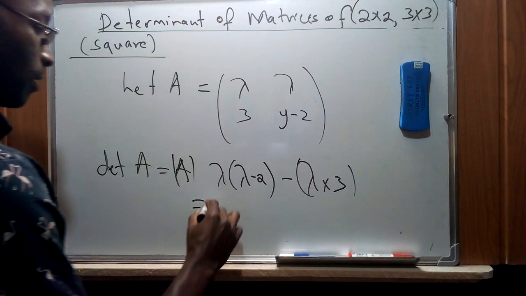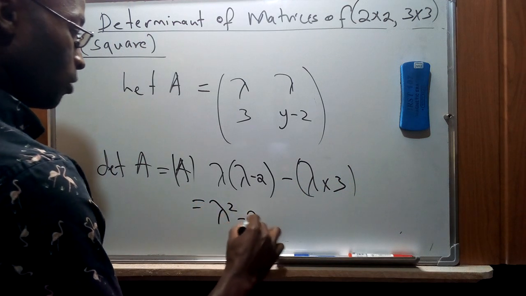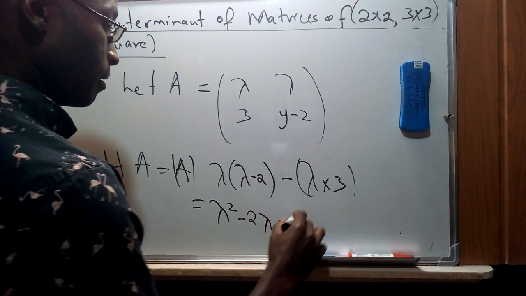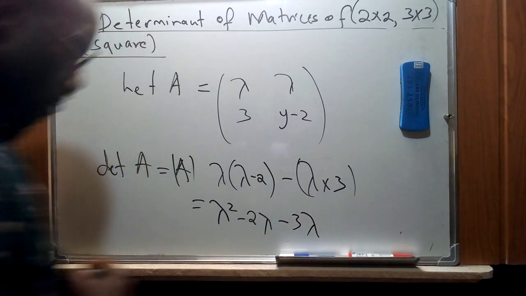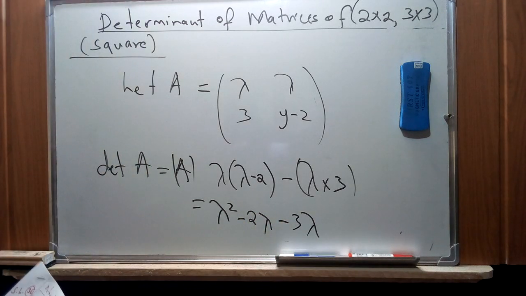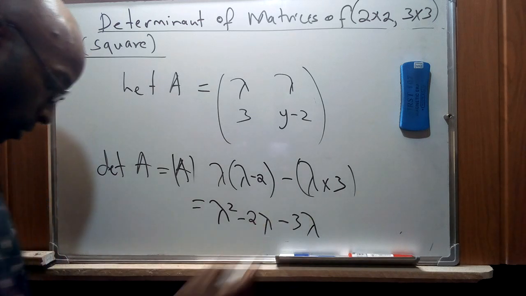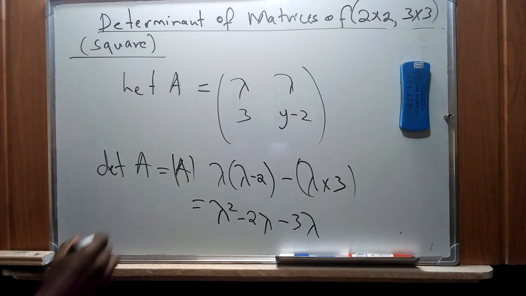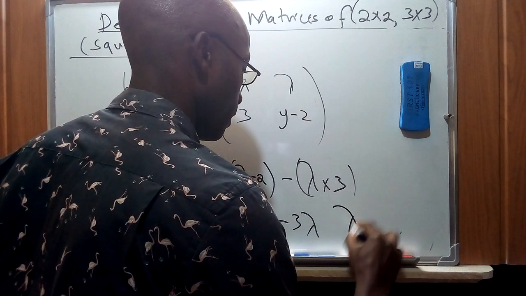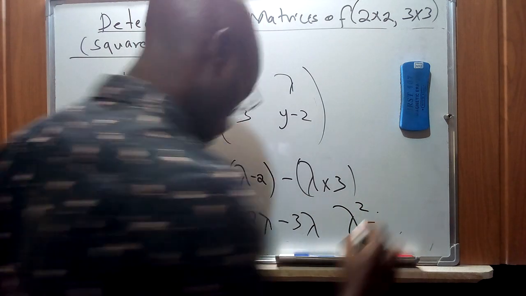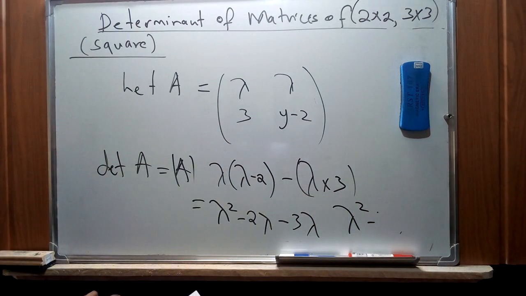So this is going to give us y squared minus 2y minus 3y. So the two like terms for this are 2y and 3y, so it will be y squared minus 5y, minus, of course, okay, just a minute.